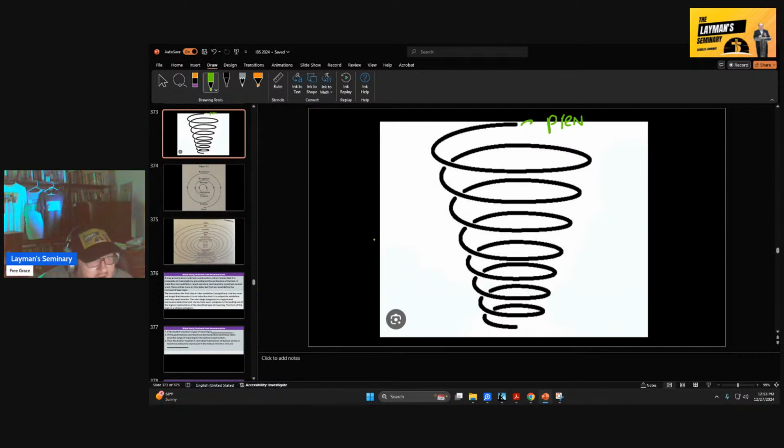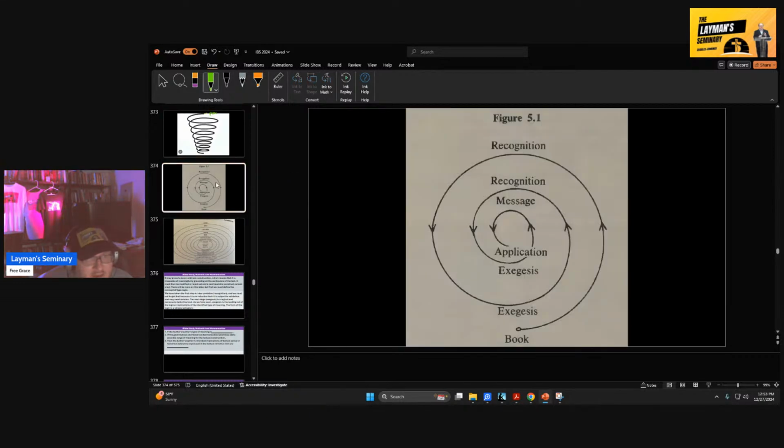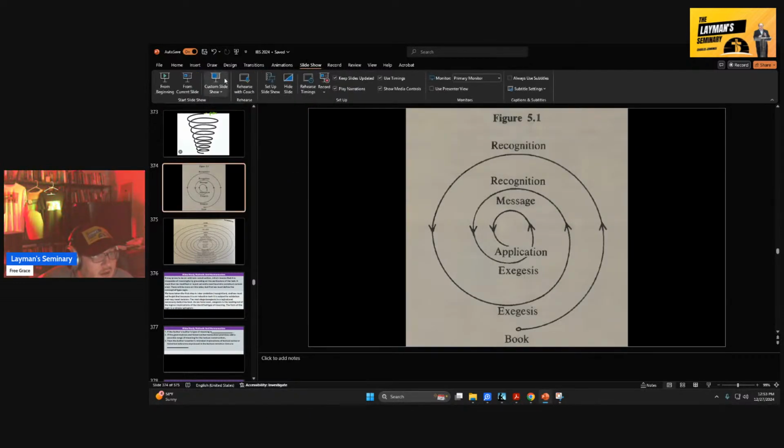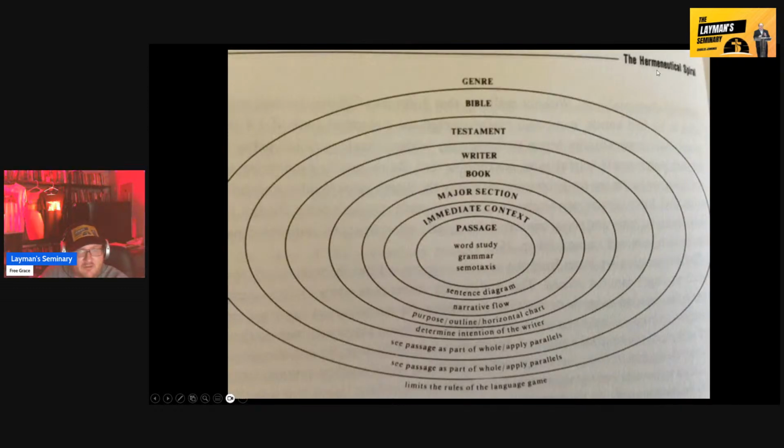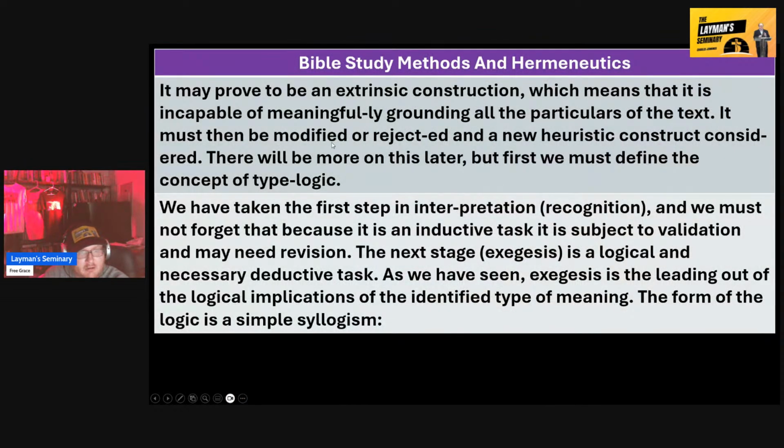And then you go back in and you study fresh. So this is how it's depicted here. You start with the book, doing your recognition. That's basically what inductive Bible study is. Then you shift into exegesis and you're looking at the parts of the whole. We're on the exegetical step right now. Another way this has been done is from the hermeneutical spiral, a little bit more in detail, and we'll come back to that. But that's where we're at right now in the process.